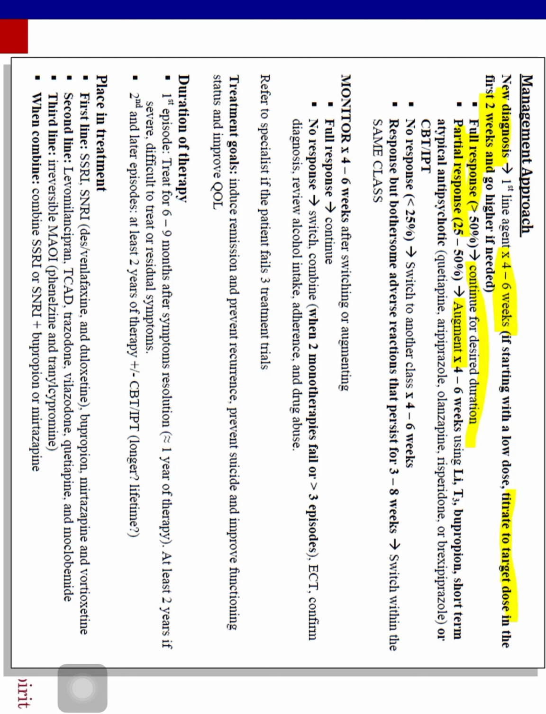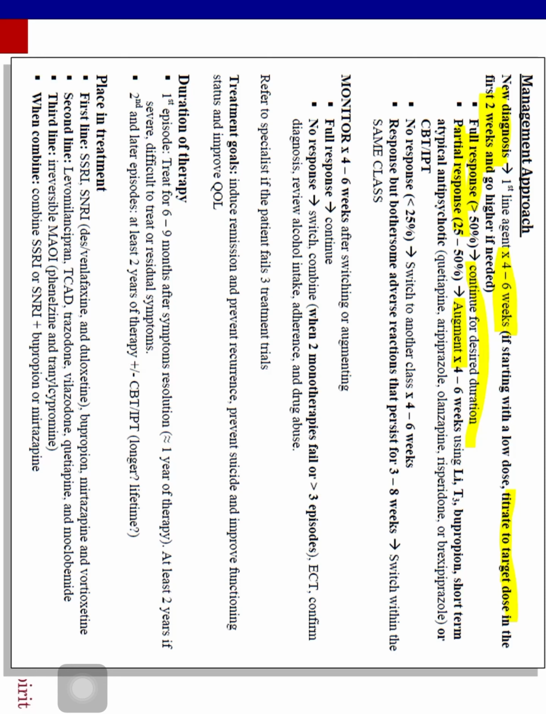So the best evidence when it comes to augmentation therapy goes to lithium. The best evidence is lithium. But there are other agents that we can use for augmentation. For example, we can use triiodothyronine, which is T3. It was found to be effective. We can also combine the first line agent we use with bupropion. This is also an option.